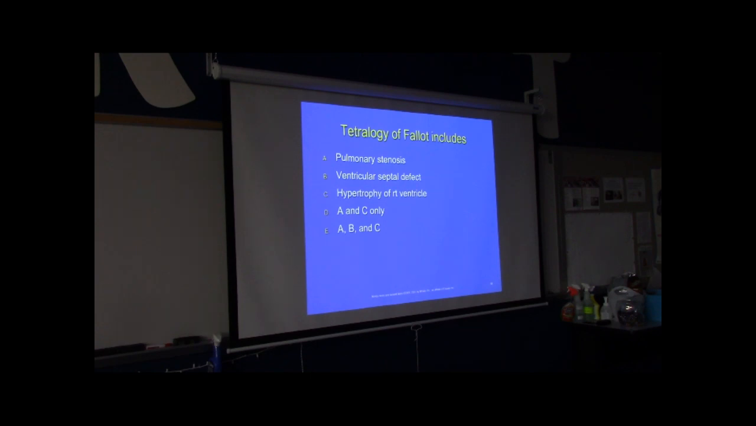Tetralogy of Fallot includes which of the following? Pulmonary stenosis, ventricular septal defect, hypertrophy of right ventricle. What do you think? Does any of that sound familiar? E, all the above. And there's one more that goes along with it, which is the overriding aorta. That would be tetralogy part number 4.